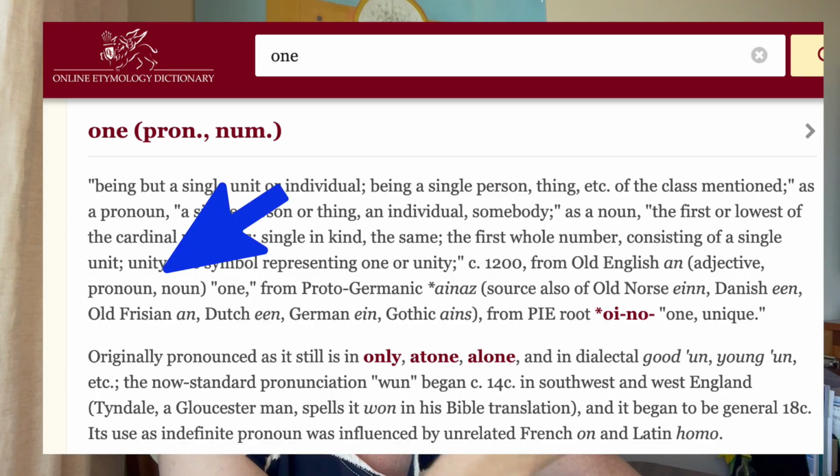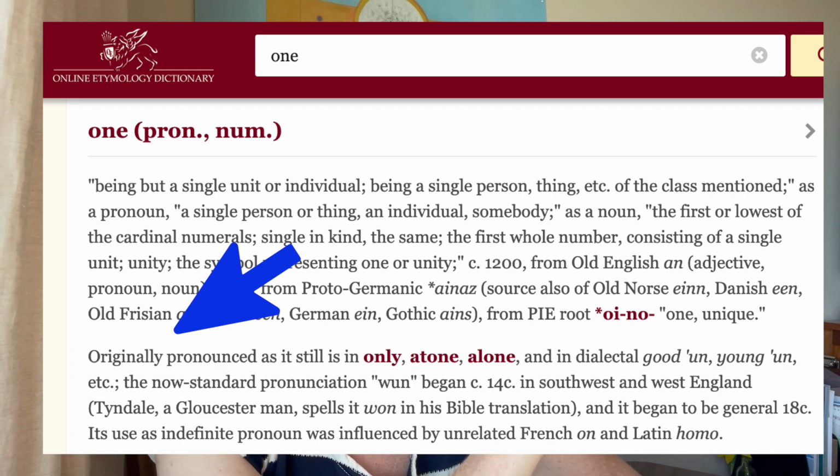What's super cool about both of those relatives though is that they do show us the likely historical pronunciation for one. It was with that "own" sound, as in alone, atone, that many people will feel more comfortable with the spelling of, with the E marking the O as tense or long. So we used to say "own" instead of one.